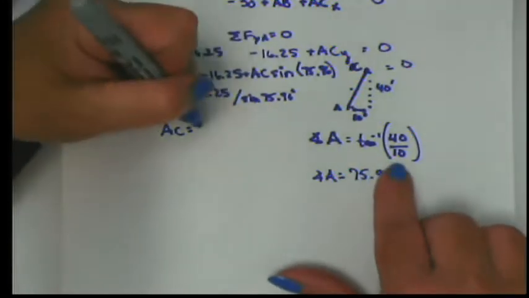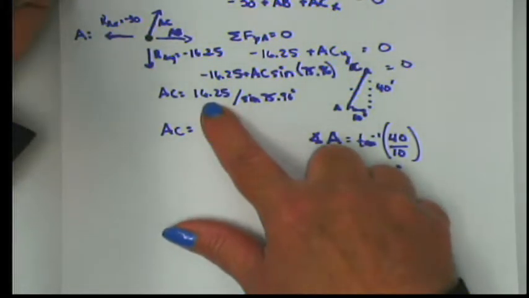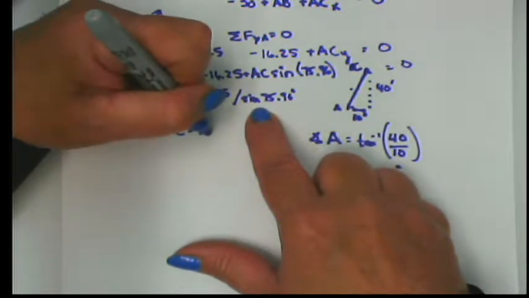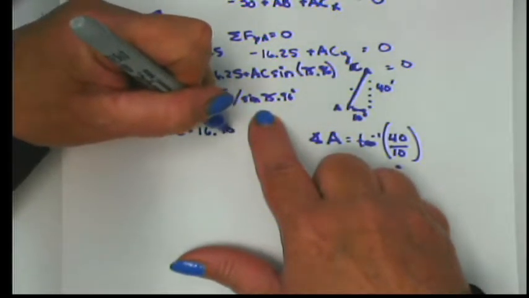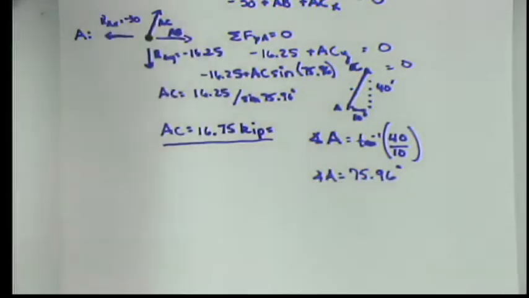The entire thing is, this should be smaller than 1. And so if I divide that, it should be a little bit bigger than 16. So 16.75. Is that correct, Jess? Okay, good. So AC is 16.75 kips. That means I have my first piece of information, right?